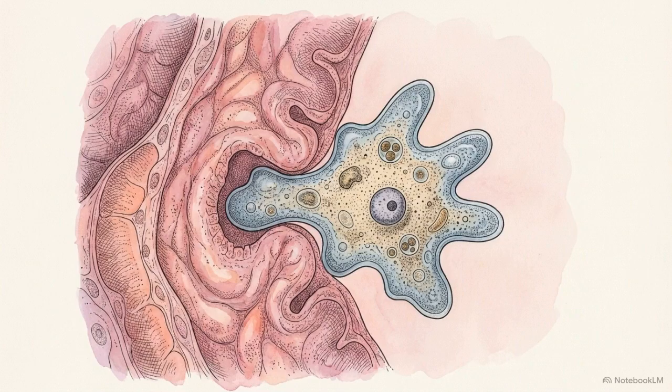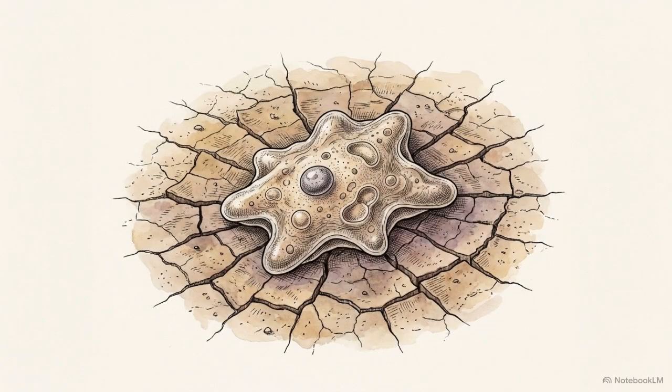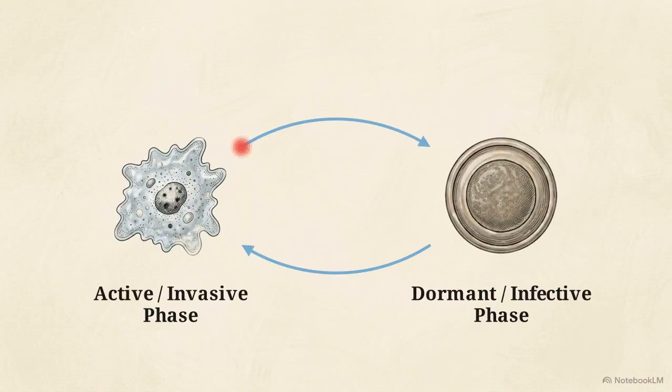This creates a biological problem for the organism. To successfully spread, a fragile, microscopic cell adapted to dissolving human tissue must somehow survive exposure to the harsh, nutrient-deprived environment outside the body. The solution is a strict dual-state architecture. The parasite alternates continuously between a dormant, armored infective phase and an active, vulnerable invasive phase.